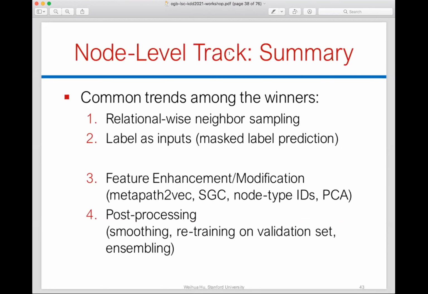So other trends that we identified is usage of post-processing on the final predictions. For example, we see solutions that further smooth the final predictions using the correct and smooth algorithm. And we see solutions that retrain models on the validation set. And we see solutions that make heavy use of ensembling.